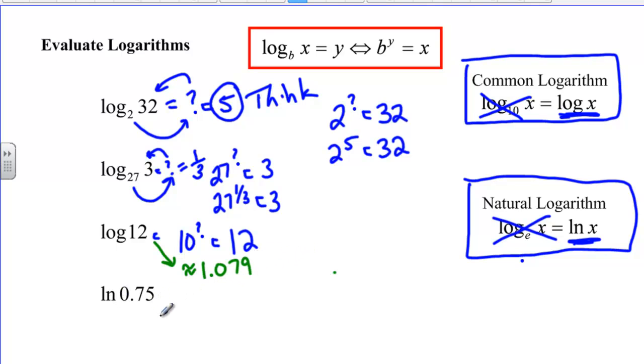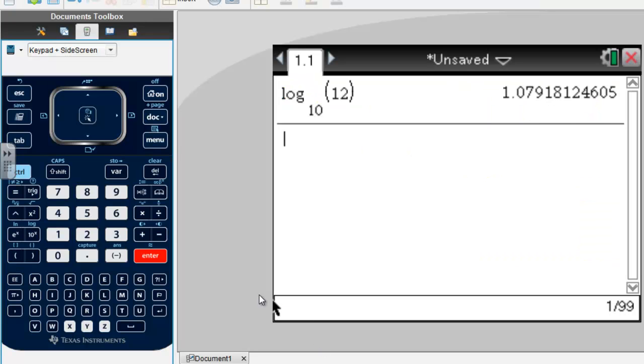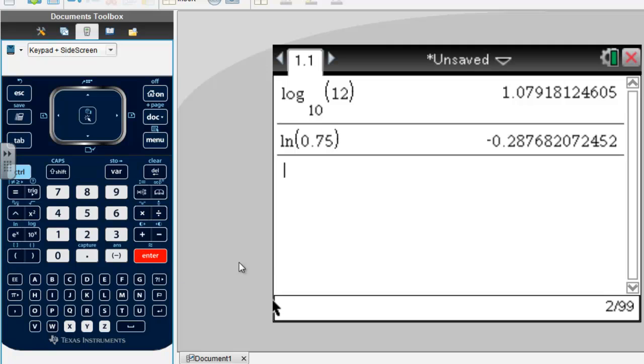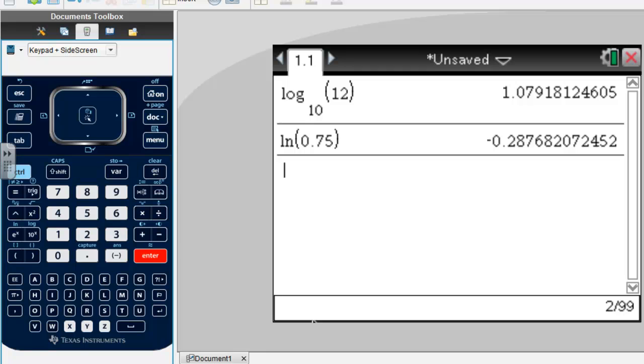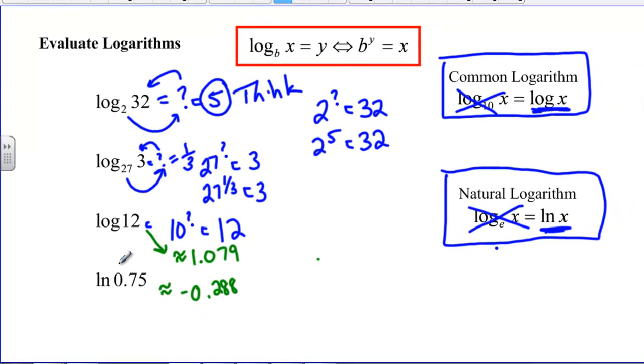Same thing here, natural log of 0.75. If I flip over to the calculator, we can say Control natural log of 0.75. Click enter, and you get negative 0.288 if I round to 3 decimal places. So I'm going to go back over here and I'm going to say approximately equal to negative 0.288. Okay, and so that's how we use our calculator to approximate the logarithms.